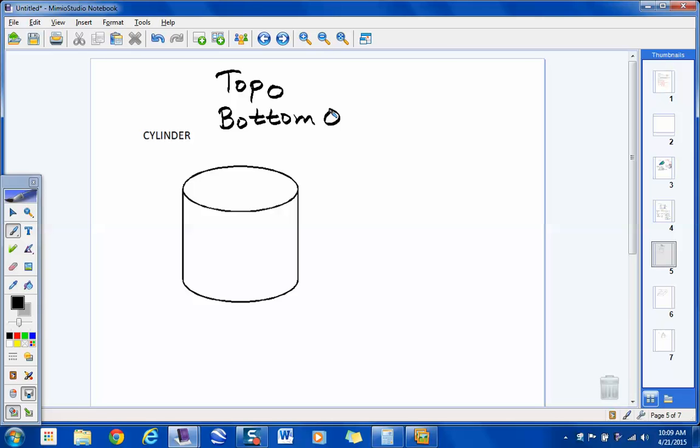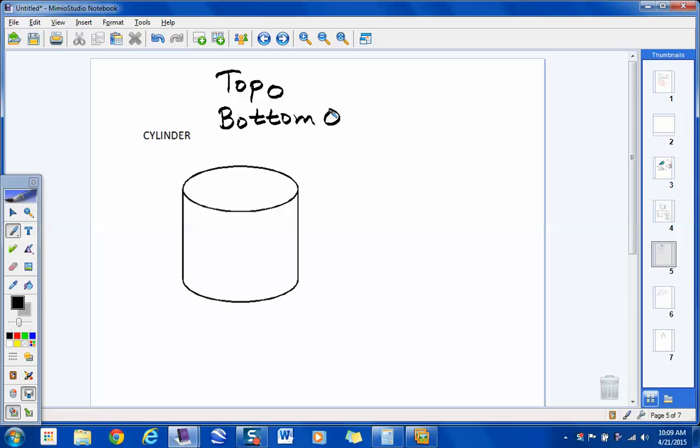Okay? So here's the deal. We agree that the top and bottom are both circles, right? If I could cut a line right through here and then unfold that, what kind of shape would this side unfold to be? Or I should say, it's not folded, it's rounded. If I wanted to flatten it out, it'd be a rectangle, right?